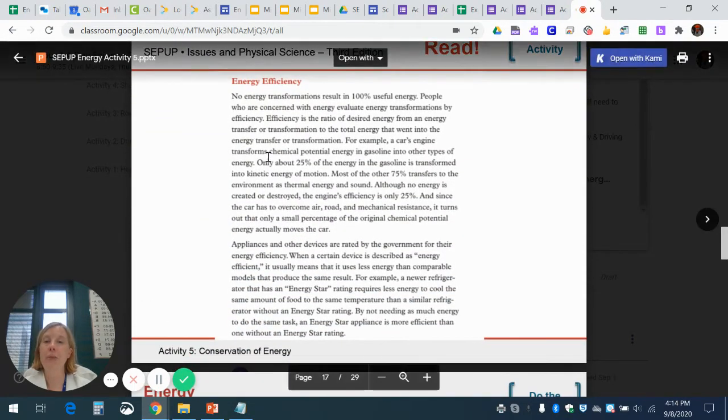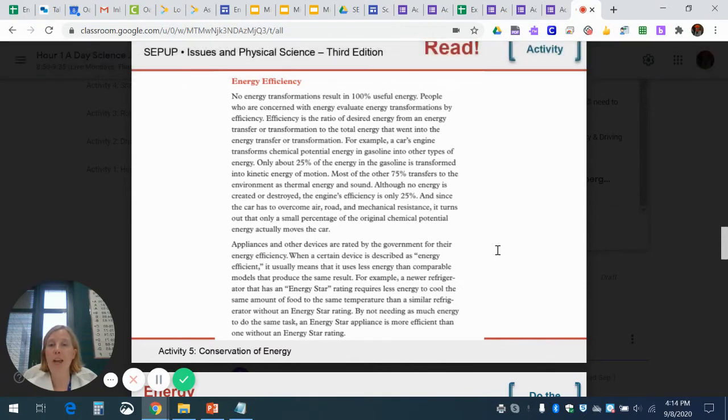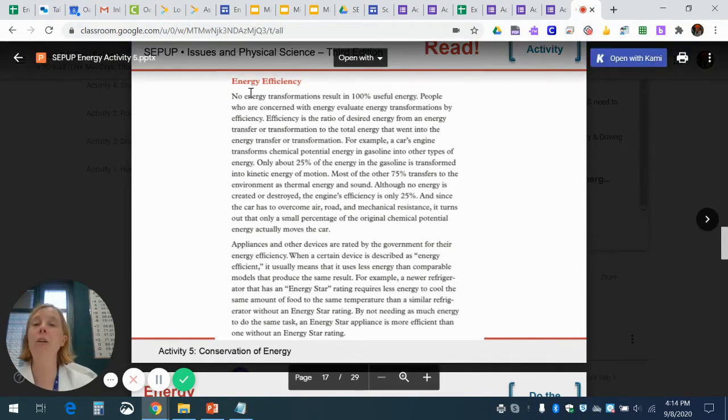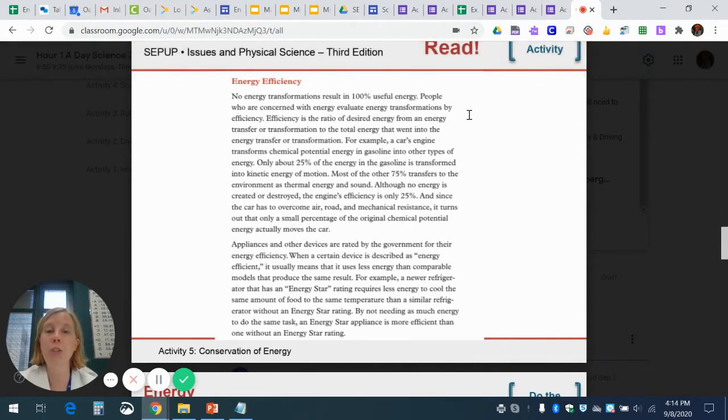Energy efficiency. So we're looking for 2 more facts or more for the section of energy efficiency. No energy transformation results in 100% useful energy. People who are concerned with energy evaluate energy transformations by efficiency. Efficiency is the ratio of desired energy from an energy transfer or transformation to the total energy that went into the energy transfer or transformation.